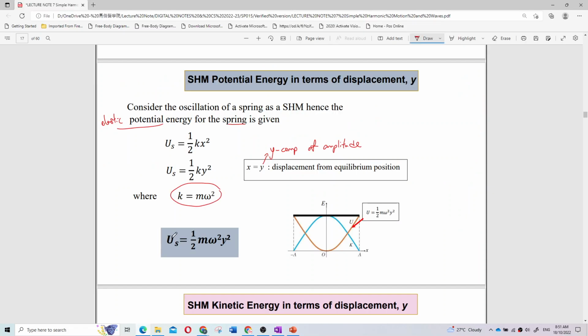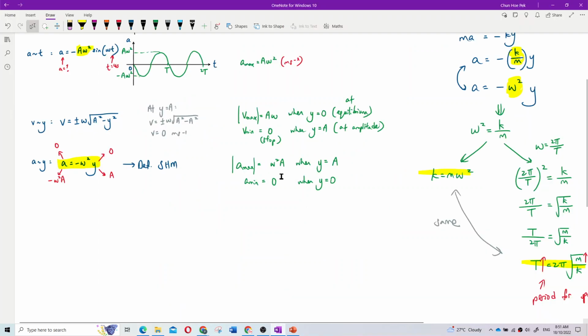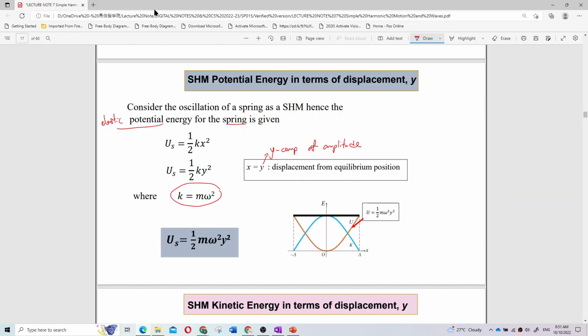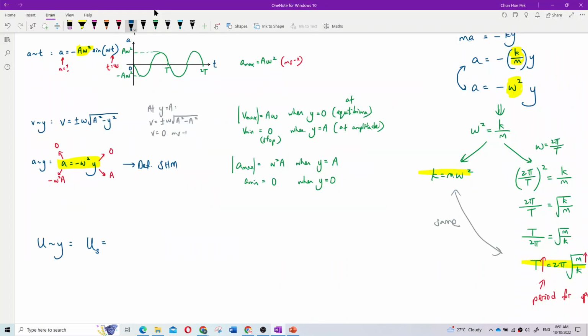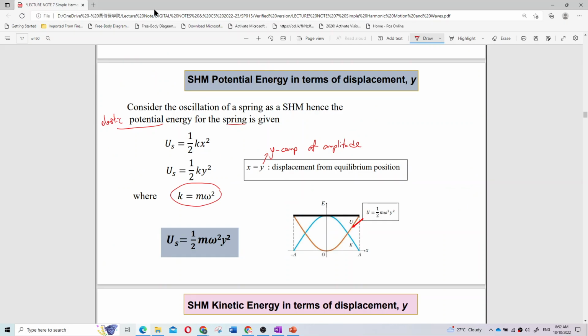So, okay, this potential energy versus displacement. We have another equation. So, the potential energy versus displacement equation now we have. Actually, this is elastic potential energy. Elastic potential energy versus displacement equation.